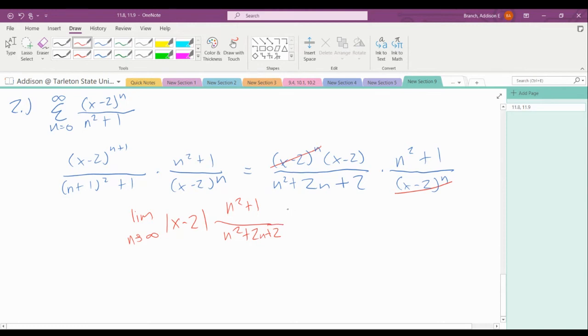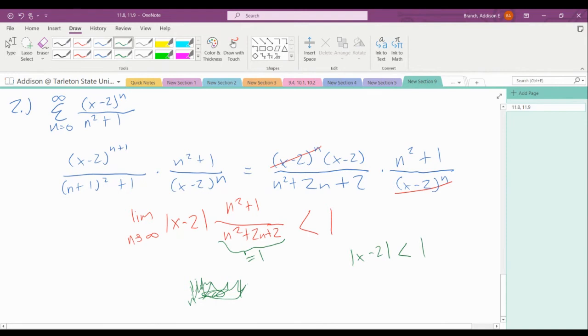Then we need that to be less than 1, so we set that inequality to less than 1. If we solve for the limit of just this piece, we get 1, and just by looking at it, we can see it's going to be 1. Actually, we don't even need that limit anymore. Since we already found it, we can say that |x minus 2| has to be less than 1.